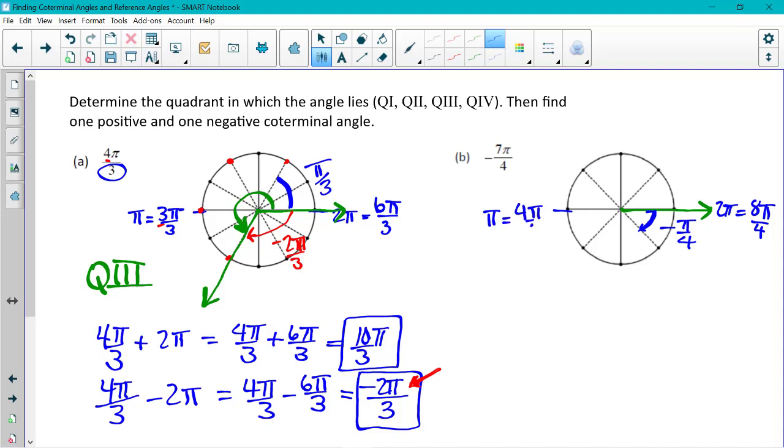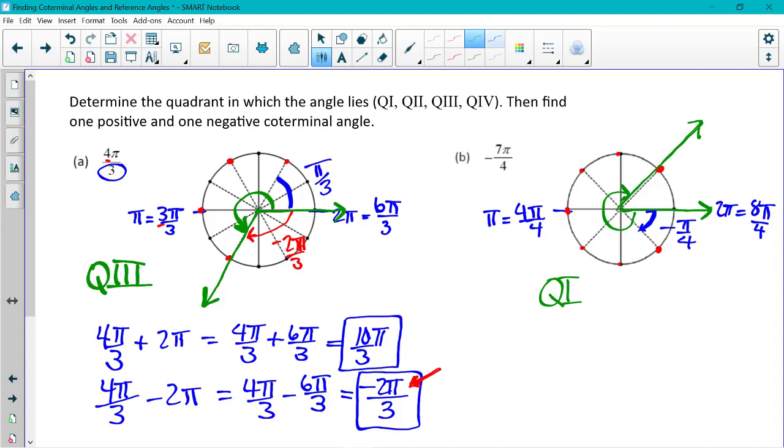So I'm going 7 sectors in the negative direction. We can count those off: 1 pi over 4, 2 pi over 4, 3 pi over 4, 4 pi over 4, 5 pi over 4, 6 pi over 4, 7 pi over 4. So my terminal side lies in quadrant 1. This is my angle, negative 7 pi over 4, which terminates in quadrant 1.